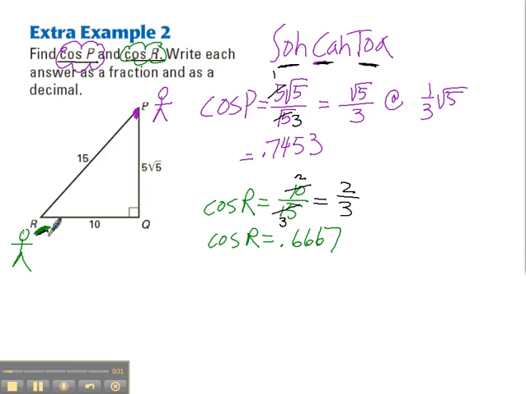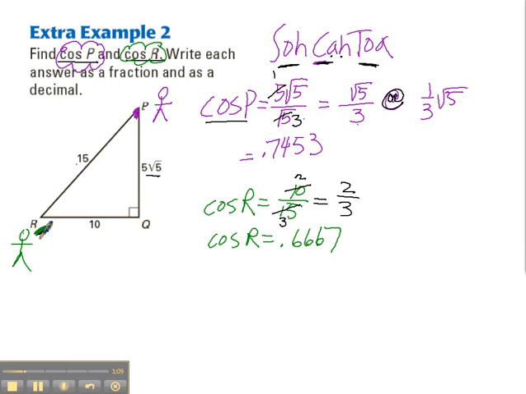So cosine P is going to be, let's see, cosine is adjacent over hypotenuse. So cosine P is going to be adjacent. Our adjacent is 5 radical 5 over the hypotenuse 15. I can simplify cosine P written in fraction form. I can cancel, and it becomes radical 5 over 3, or 1/3 radical 5.